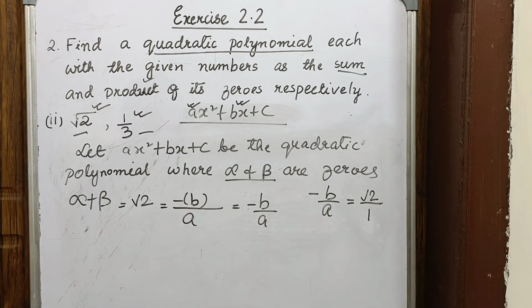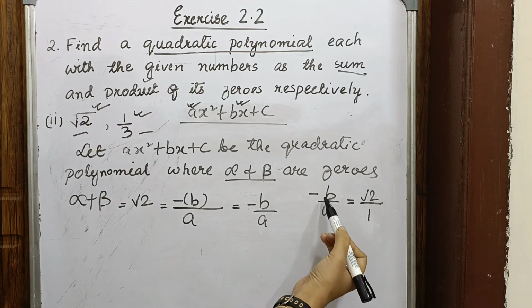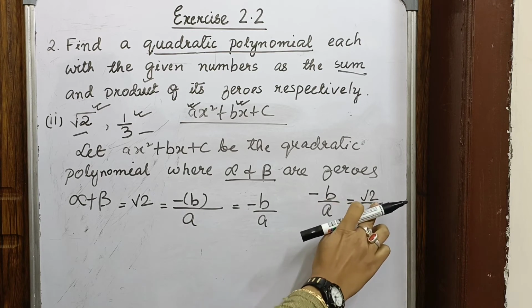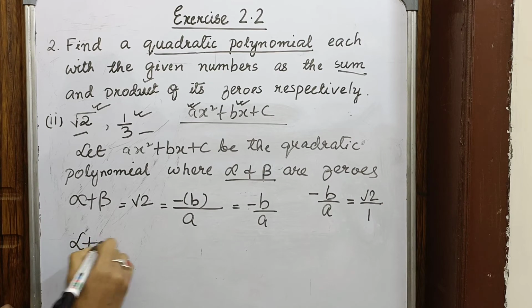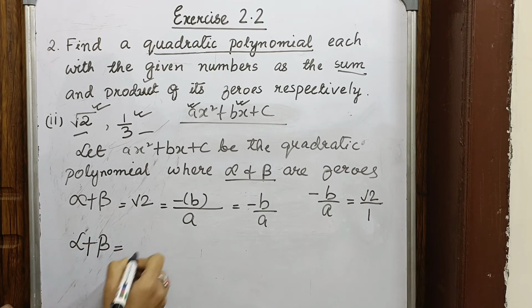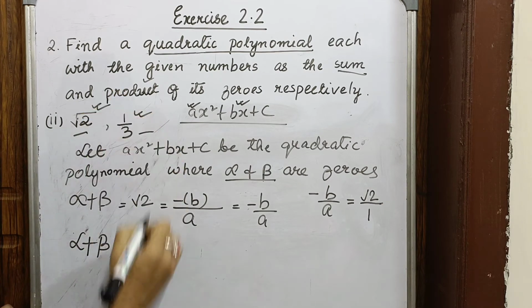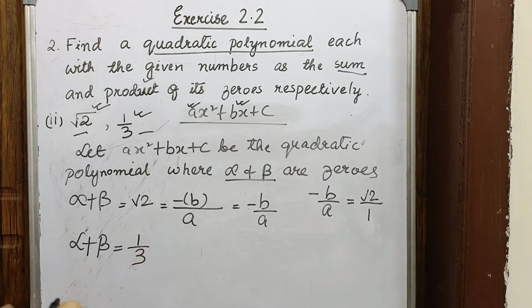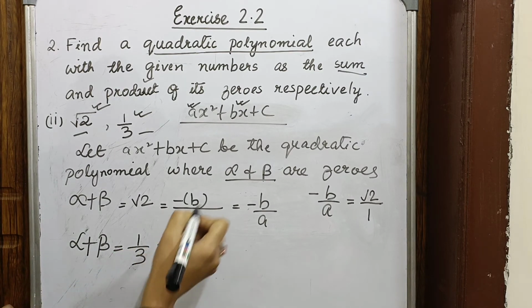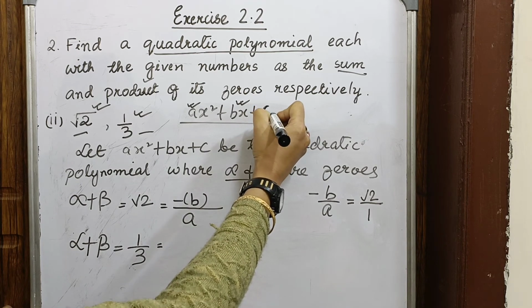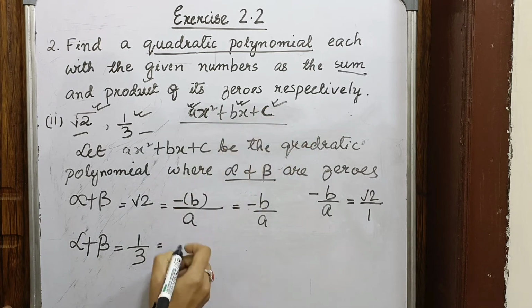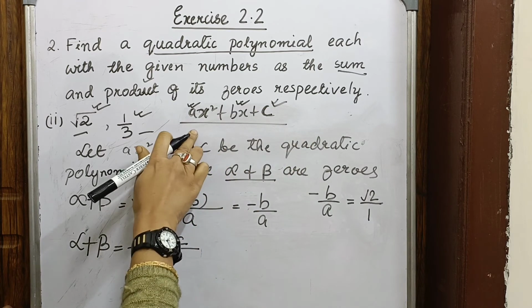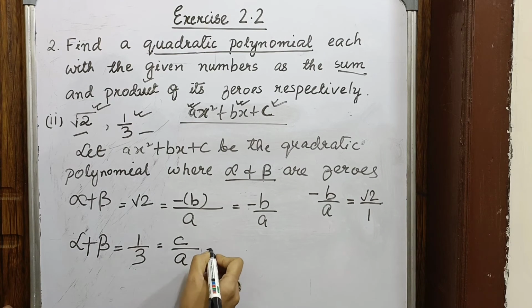Now we'll find the product of the zeros. So we got b as minus root 2 and a is 1. So let's see what we'll get by the product. Product is 1 by 3 equals, what is the formula for product? Constant term by the coefficient of x square. Okay. So c by the, what is the coefficient of x square? It is a. c by a.